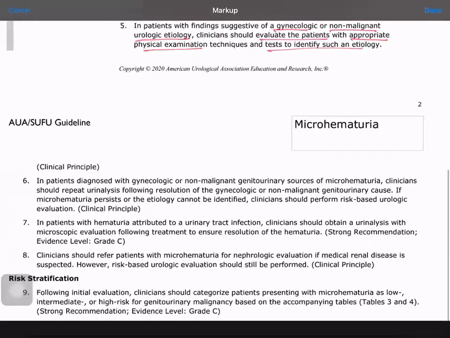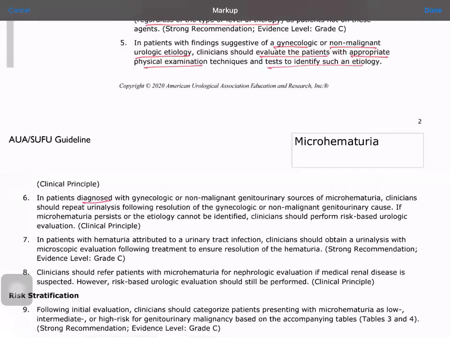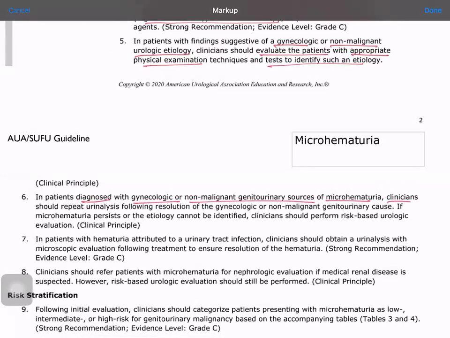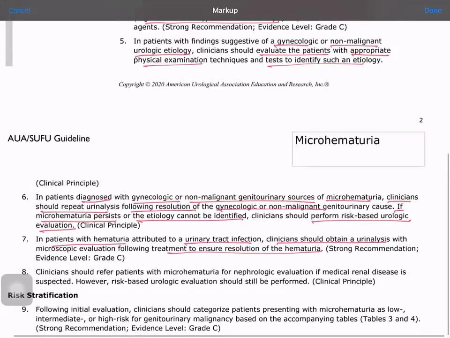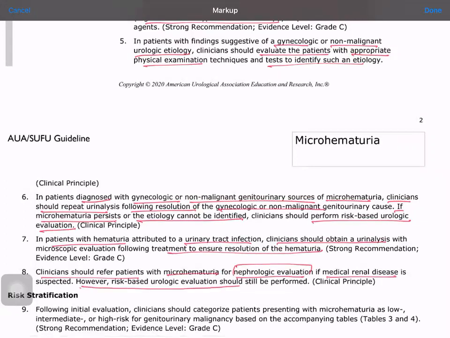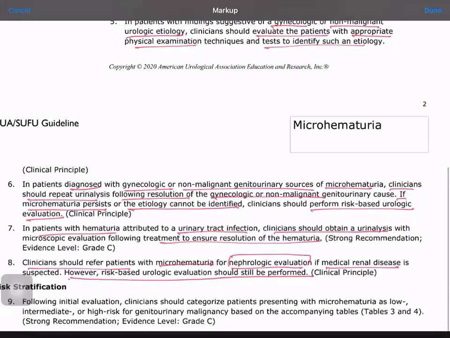If you arrive at the diagnosis, we have to treat the gynecological or non-malignant causes of microhematuria, and after treating the patient, we have to repeat the urine analysis. If microhematuria still persists or the etiology cannot be identified, we have to stratify the patient. If the microhematuria is attributed to urinary tract infection, you have to obtain the urine analysis after resolution of symptoms. The clinician should refer for nephrological evaluation for medical renal disease. However, we have to stratify the patient for urological malignancy.